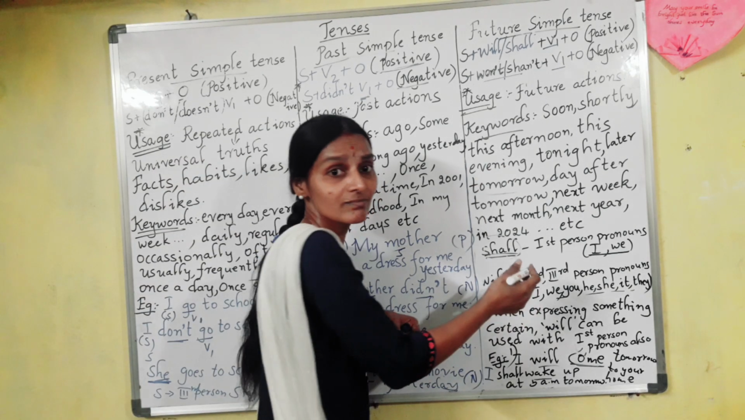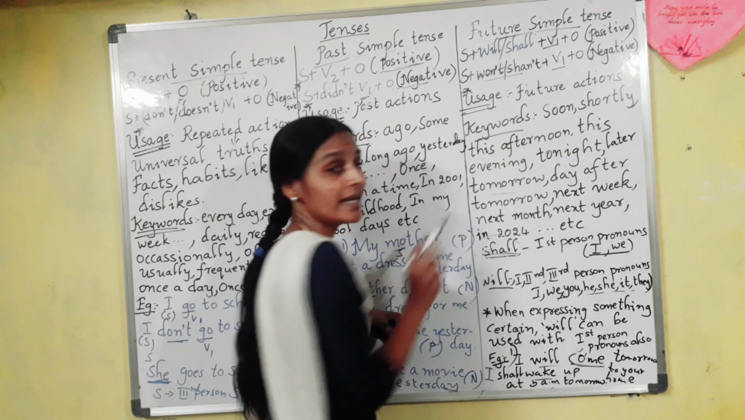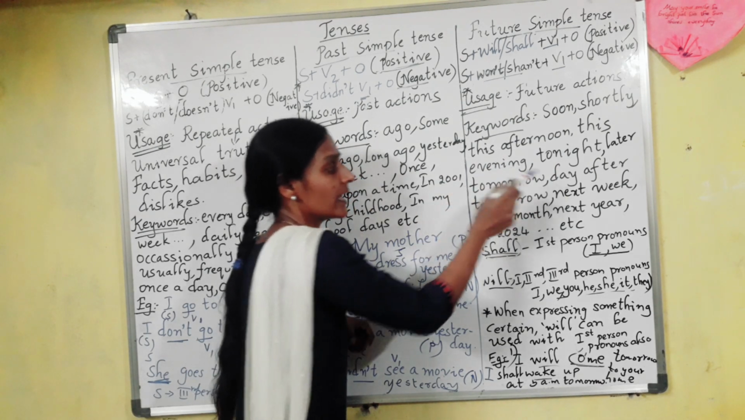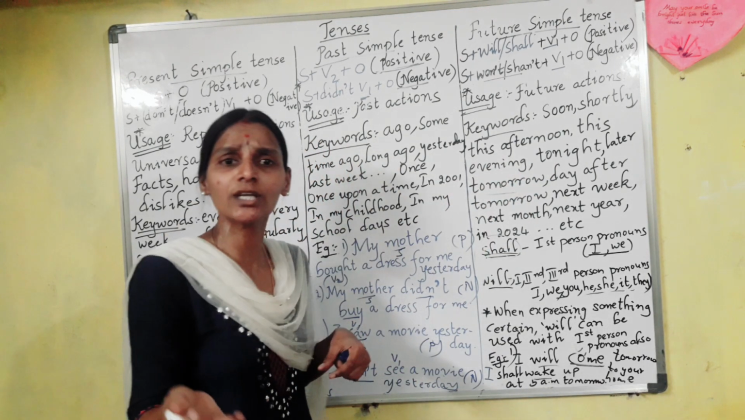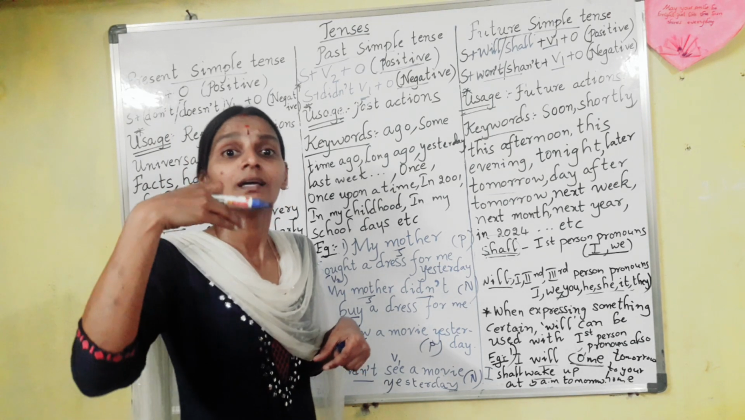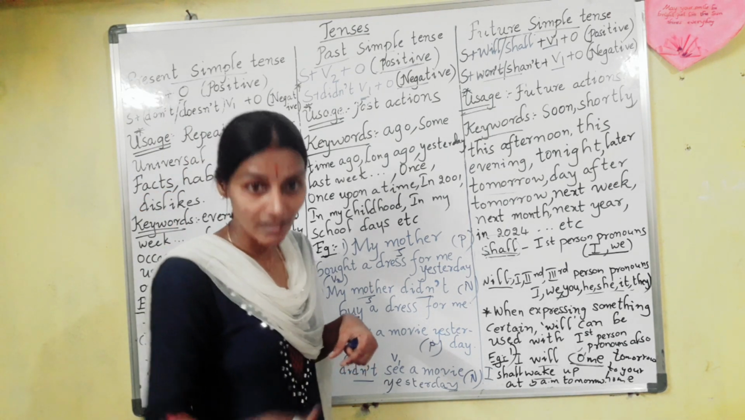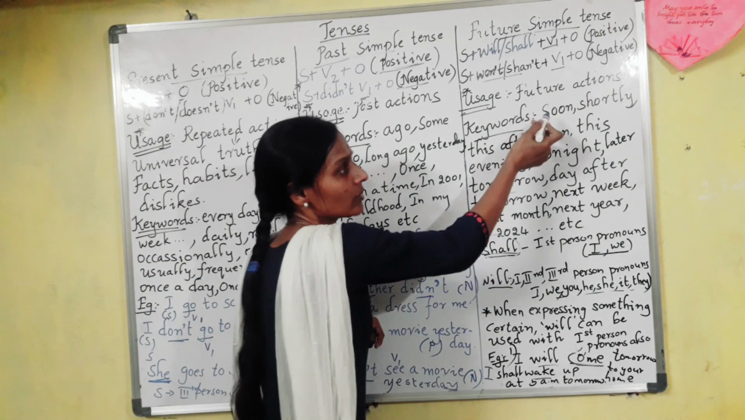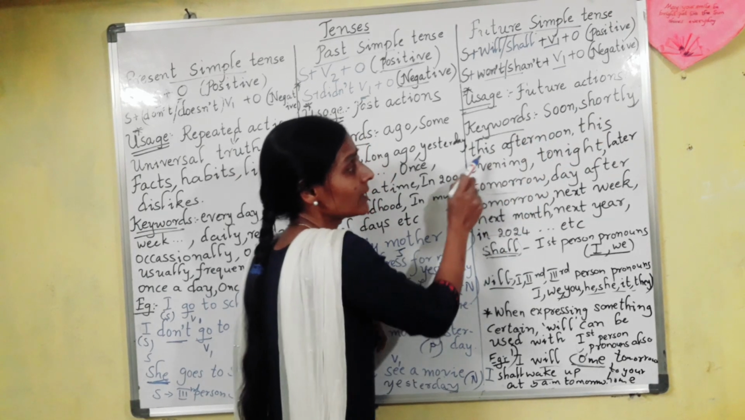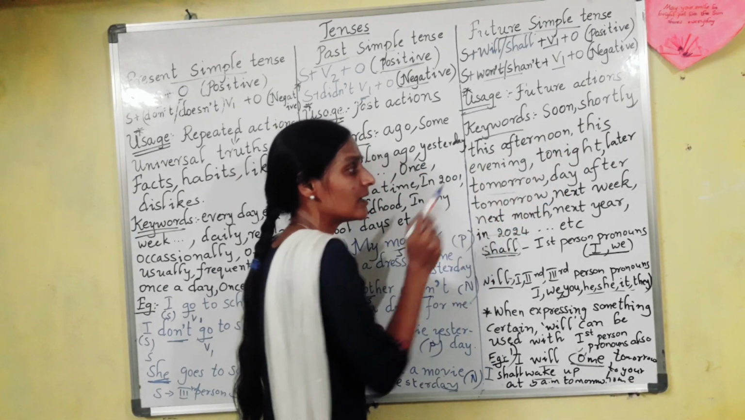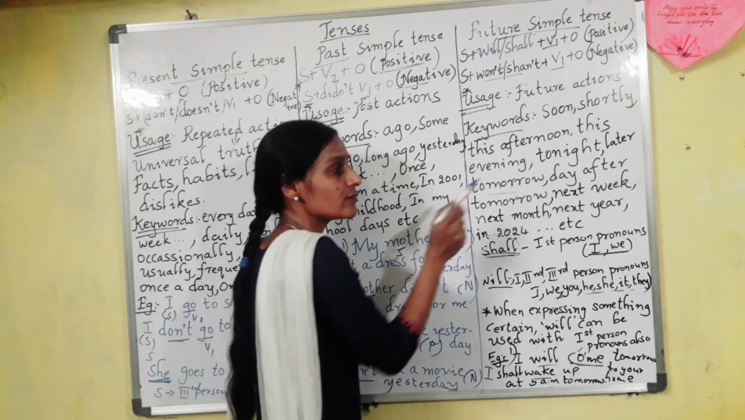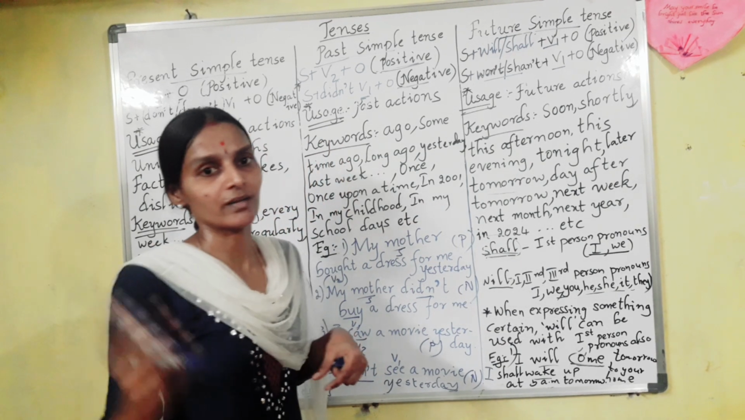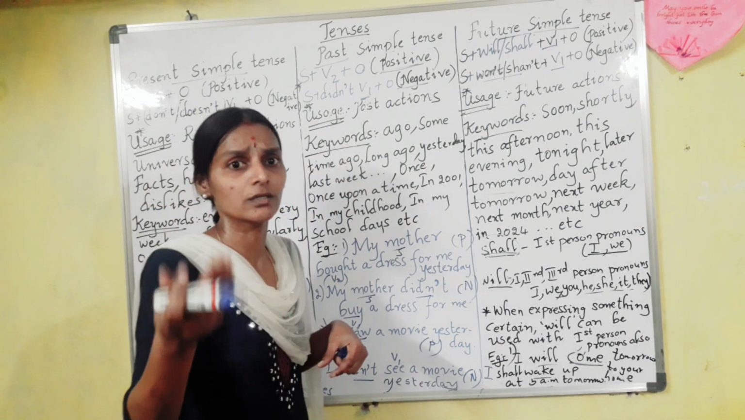So some keywords: soon, shortly, this afternoon, this evening, tonight, later, tomorrow, day after tomorrow, next week, next month, next year, in 2024, in 2030, in 2050, in coming years. So these are the keywords. I am going to repeat again: soon, shortly, this afternoon, this evening, tonight, later, tomorrow, day after tomorrow, next week, next month, next year, in 2024, in 2030, etc. In future years or future time.